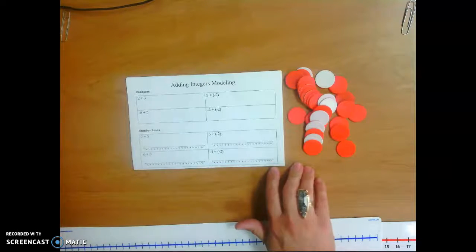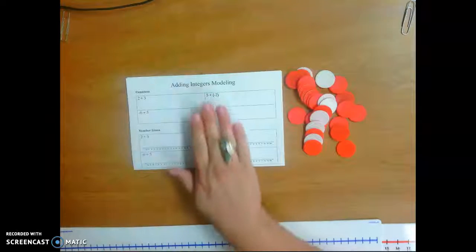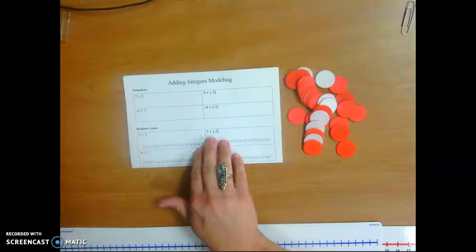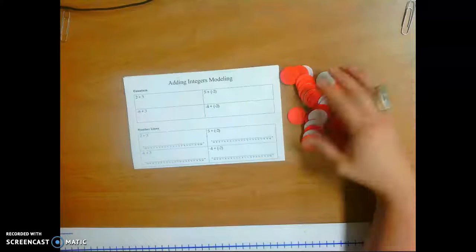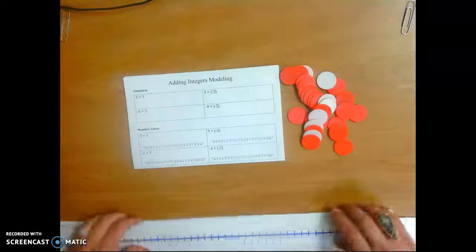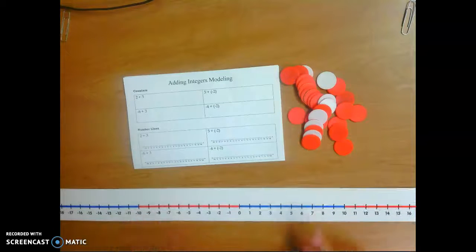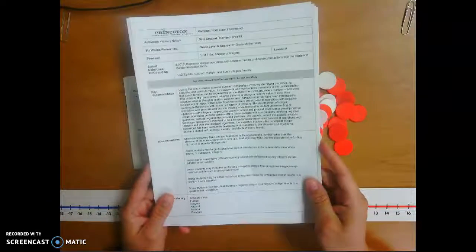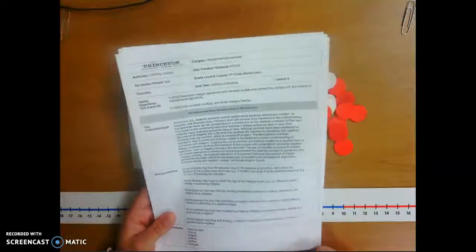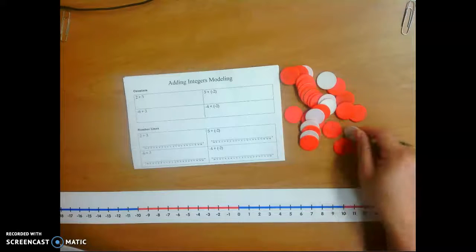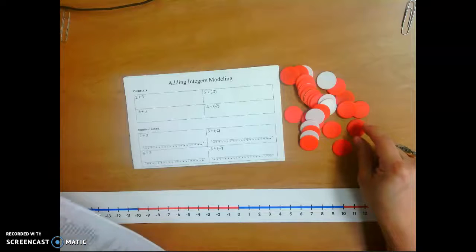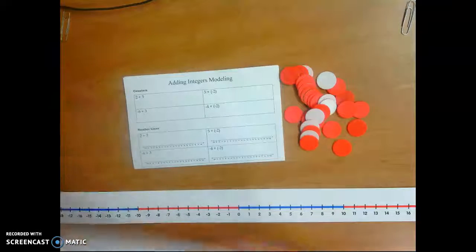So in front of the students, they will need this modeling recording sheet, a handful of counters, not too many, not too little, and then the number line. For you as a teacher, you have this lesson here. It's a pretty scripted lesson over how to add integers. And then also you should have some counters that you can put up on the board that are magnetic that you can use for this lesson. All right, so let's get started.